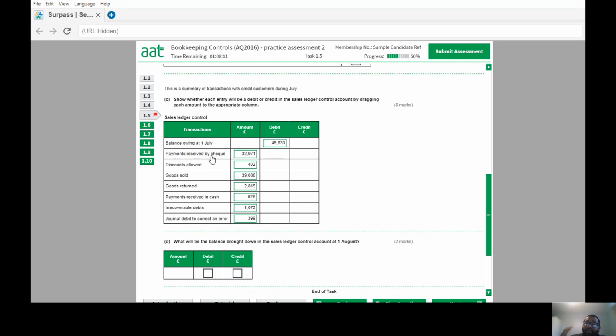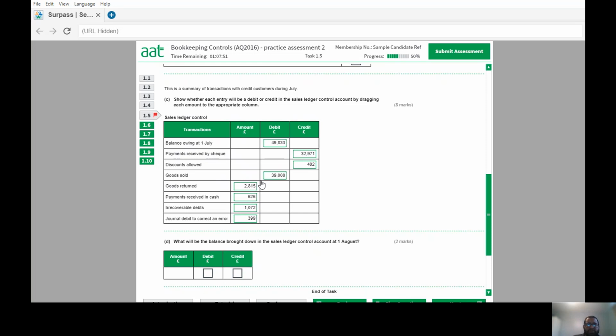Put it another way, it reduces the balance of my sales ledger control account because your customers start paying your money. So of course, that is going to be a credit. When you allow discount, what happens? That will also reduce the amount they owe you. So that's going to be a credit. When they buy more goods, that is going to increase the balance. That is going to be a debit.